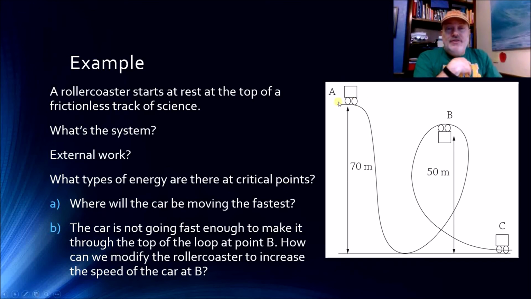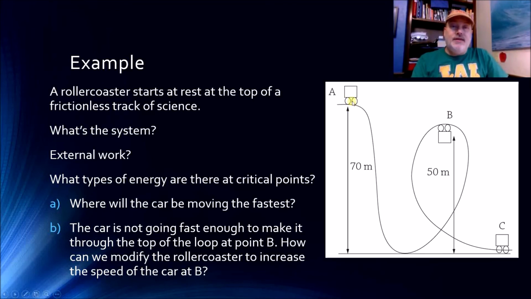So, at the top is our first critical point. What's our system? Well, I'm going to choose the cart, the roller coaster car, and the Earth because I see it going up and down, up and down. So there's a change in height, so there's potential energy that could be involved here, right? So I'm going to choose cart, Earth. Now, is there any external work done?